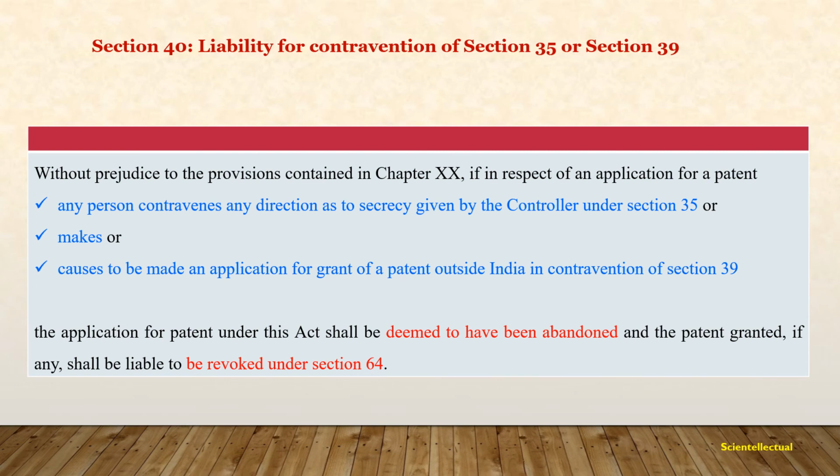Section 40. Liability for contravention of Section 35 and Section 39. If any person contravenes the secrecy direction given by the controller under Section 35, or makes or causes an application for grant of patent outside India contravening Section 39, then the application for patent shall be deemed to be abandoned and the patent granted, if any, shall be revoked under Section 64.